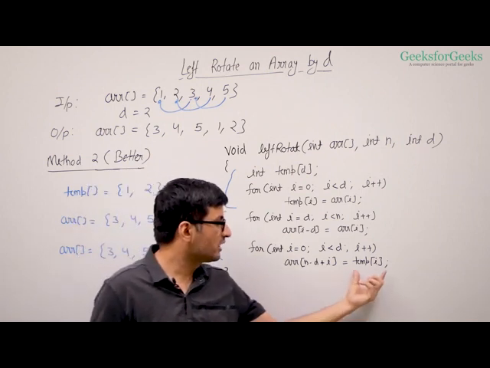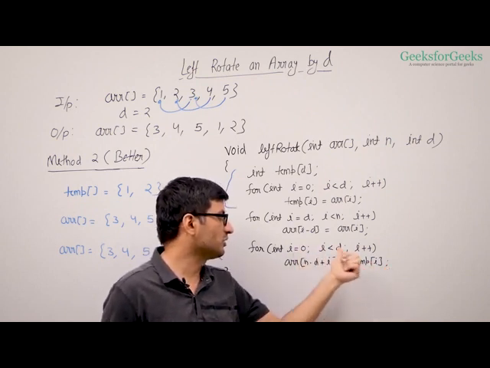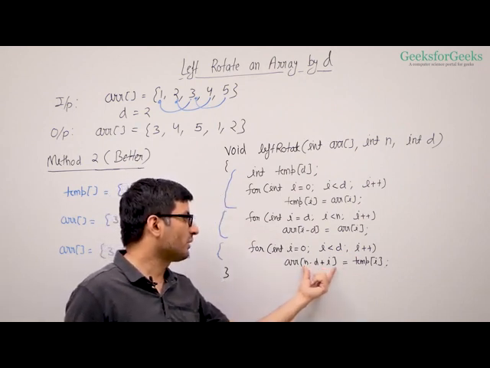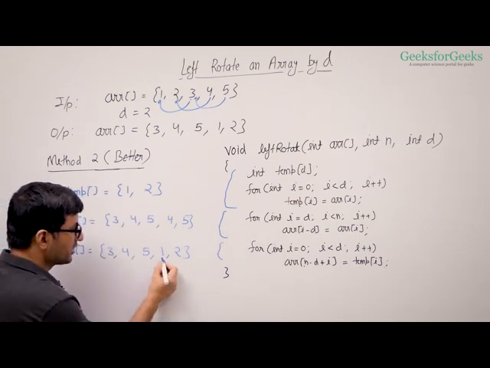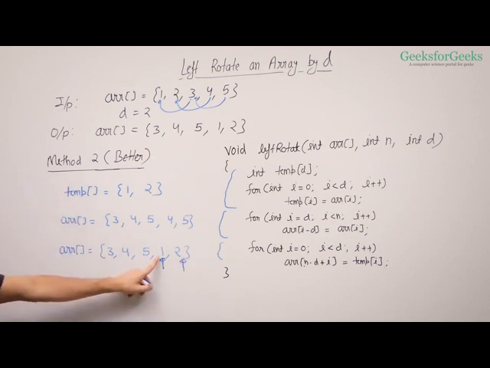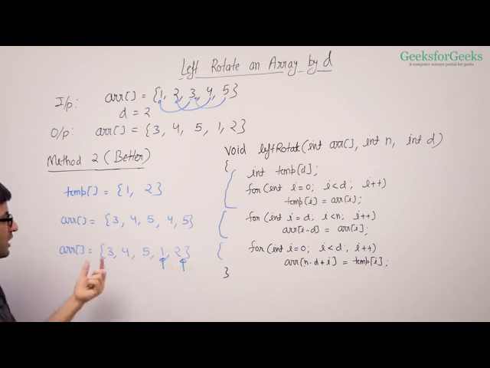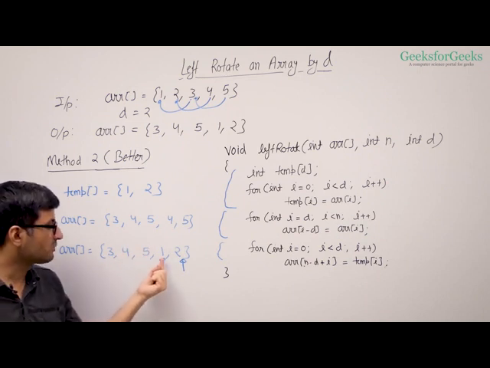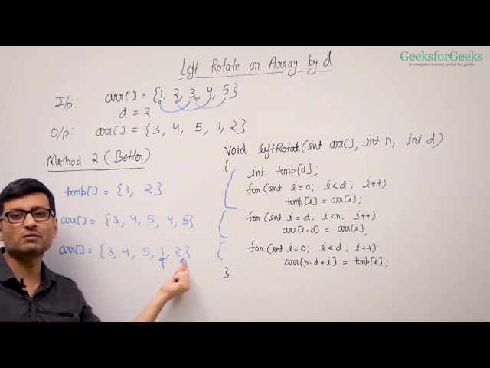Now temp index is clear. We need to copy the d elements of temp, so index i should be from 0 to d minus 1. What should be the index here? This index we got as n minus d plus 1. You can notice that the first element of temp comes here at this position and the second element comes here at this position. And what is this position? This is n minus d. And what is this position? This is n minus d plus 1. What is n? N is the number of elements in the array, which is 5, and d is 3. So this particular index is 3 and this index is 3 plus 1, 4.